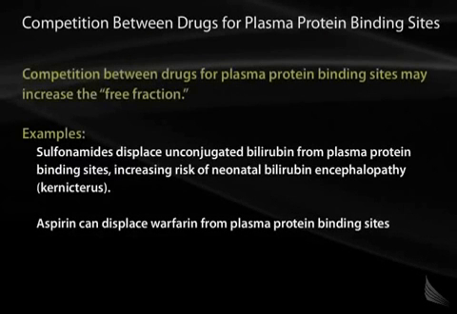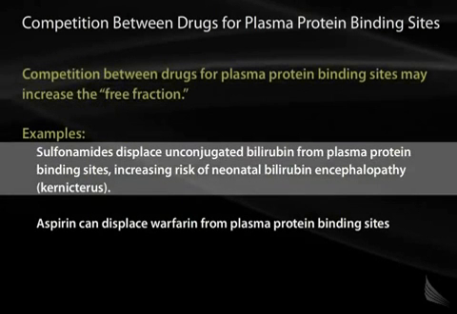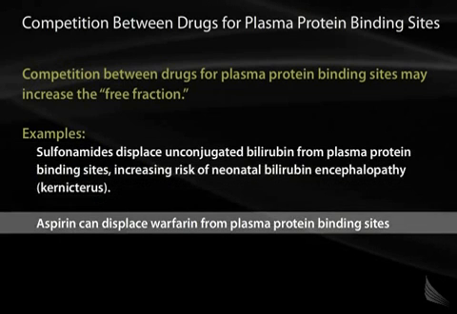It's also important to remember that certain medications will interact with other medications for the binding sites on these plasma proteins. This may increase the free fraction of the medication because it's unable to bind to the plasma protein. For example, some sulfa drugs or sulfonamides can displace unconjugated bilirubin, which is not a drug, but it is a chemical found in the blood, from plasma protein binding sites, which will increase the risk of neonatal hyperbilirubinemia or kernicterus. Aspirin is also able to displace warfarin or Coumadin from plasma protein binding sites, which is the reason that many of these medications are not commonly given together. For example, Coumadin and aspirin are not usually given together.